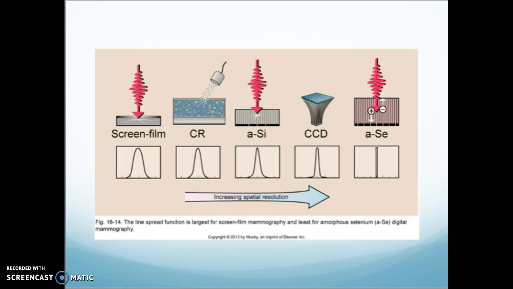So as you can see here with film screen, we're not very efficient. And as we come over to the CCD and compare it to the amorphous silicon that we use in mammography, you can see how efficient it is with our spatial resolution.